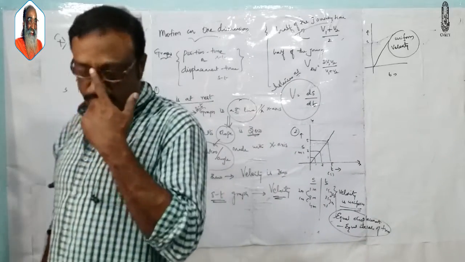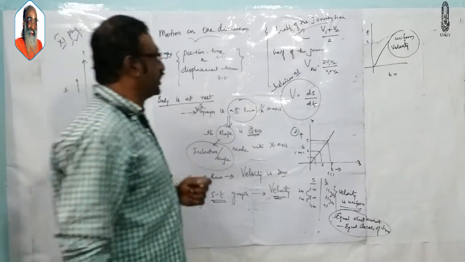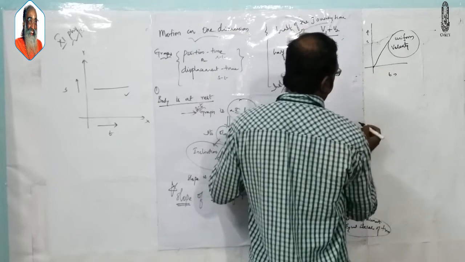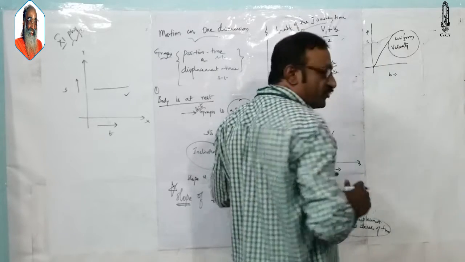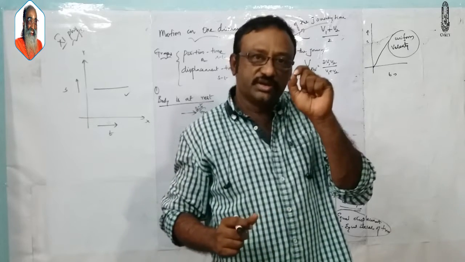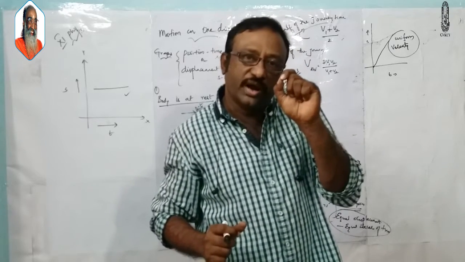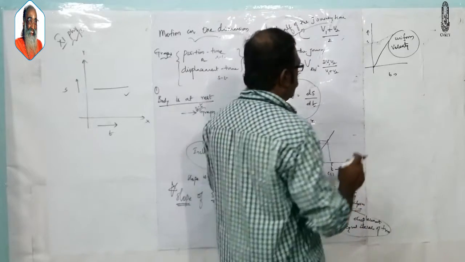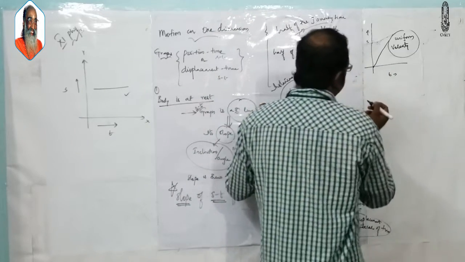And here one more thing you observed. The graph is starting from the origin. If the graph is starting from the origin, that means displacement is 0 and time is 0. That means the body is starting from rest. Okay. So the body is starting from rest, or else we can go like this.